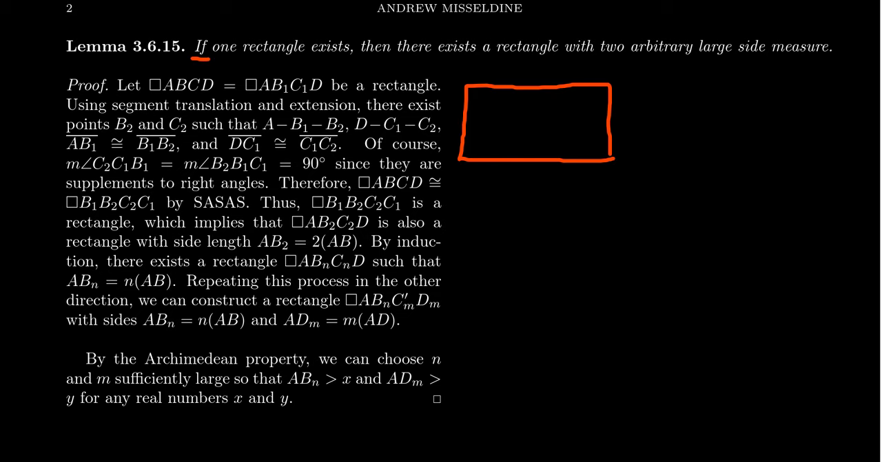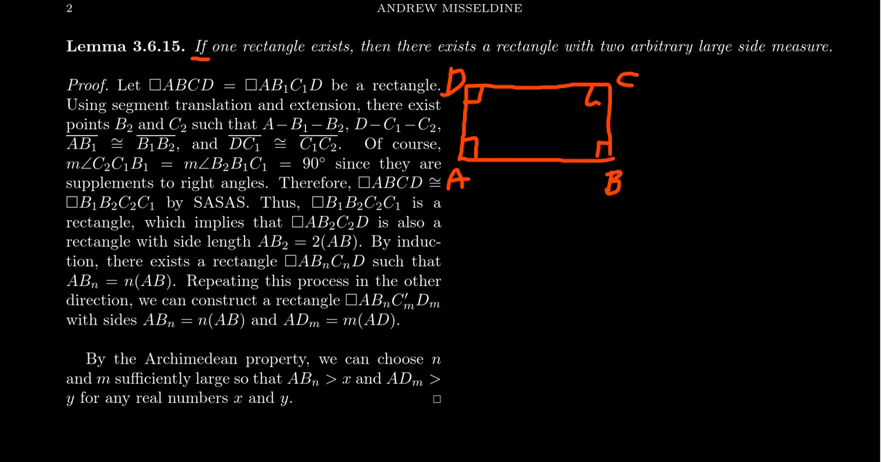So we have this rectangle A, B, C, and D. And as it is a rectangle, we're going to assume that each of the four angles here are right angles. All right. And so what we want to do is make rectangles that get bigger and bigger and bigger, and they can increase without bound.